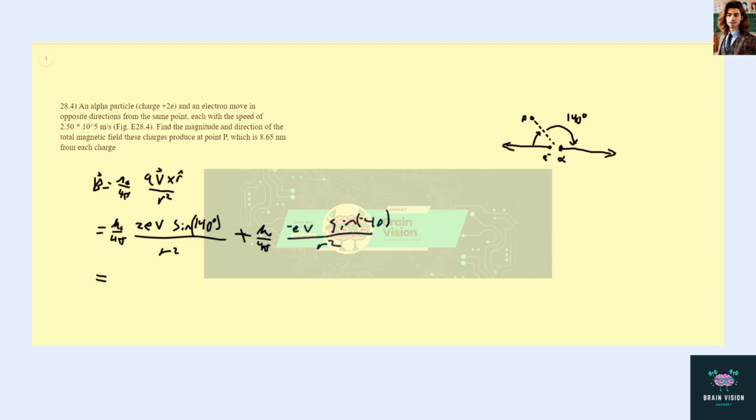There are some common terms we can factor out. We have mu naught over 4 pi, e the electron charge, and v over r squared. What we have left in brackets is 2 sine of 140 degrees minus the sine of negative 40 degrees.